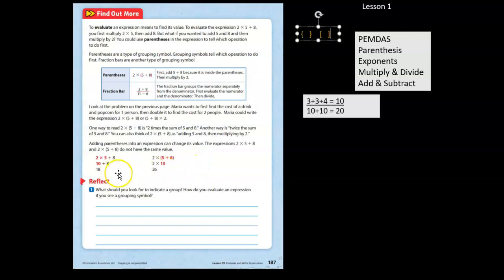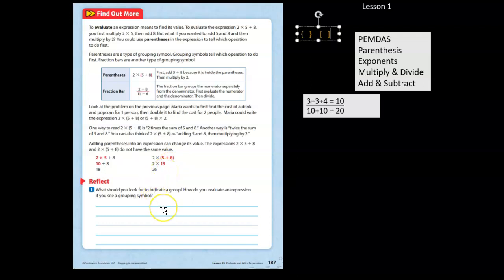Now it gives you 2 examples right down here. Adding parentheses in an expression totally changes the value. This one here without any parentheses would be 2 times 5, which would be 10, and then 10 plus 8 would be 18. This one where we have the parentheses says, hey, we need to add those first. We group those together, so we get 13, and then we multiply the 2 times the 13, and that gives us 26.